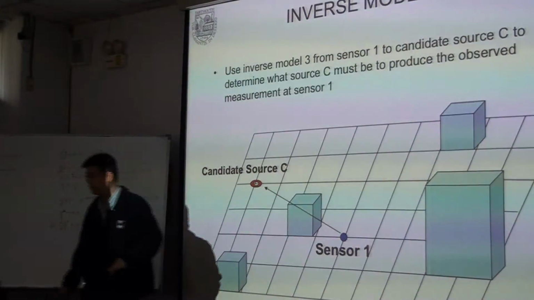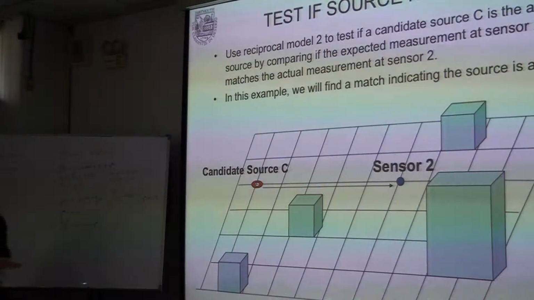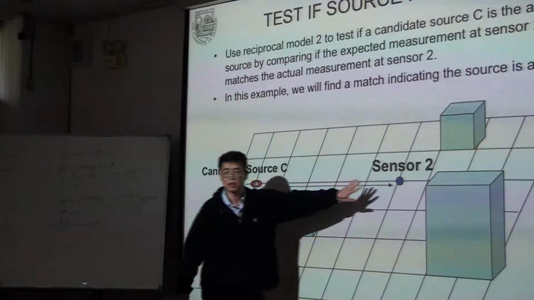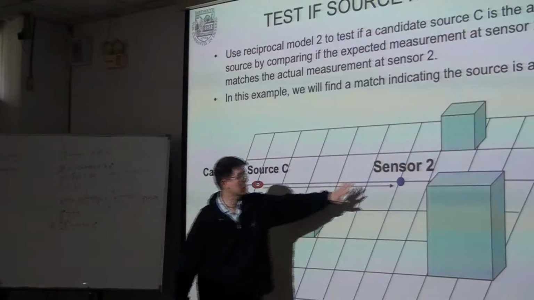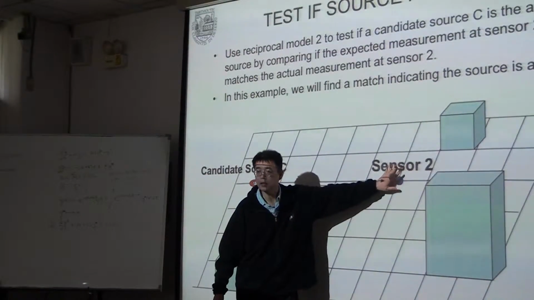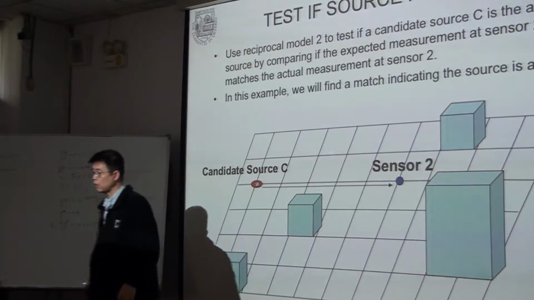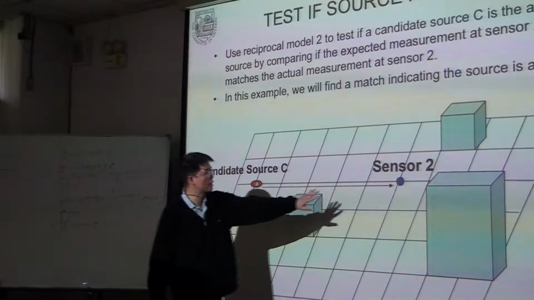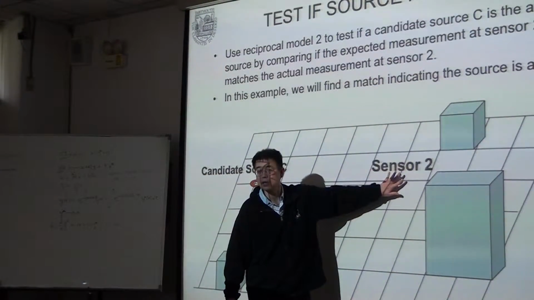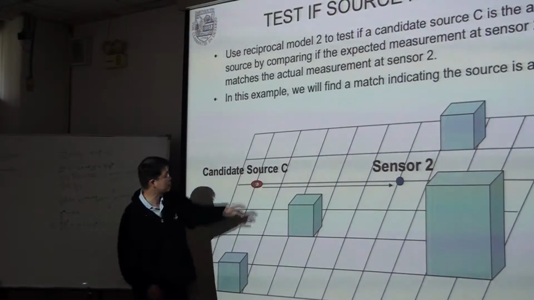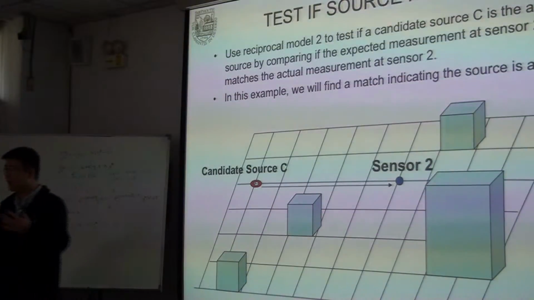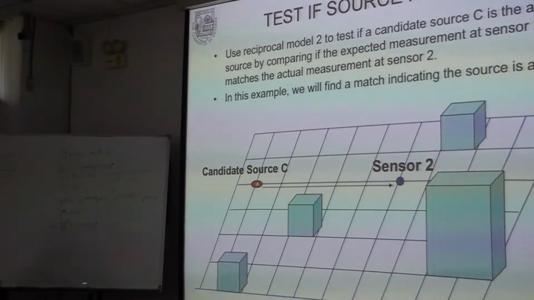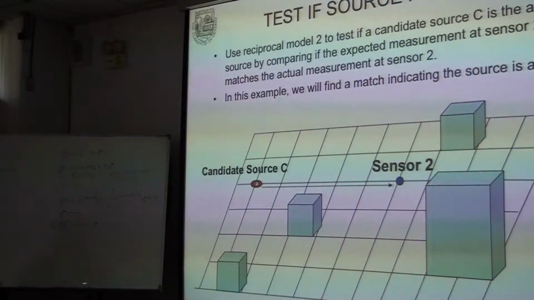And then we have the model that tells us what the sensor should be if that is a source signal at this location. And then we compare the computed signal here versus the measured signal here. In this example, because this is the correct source location, we will find a match. So by doing this procedure, we can pinpoint where the source location is.